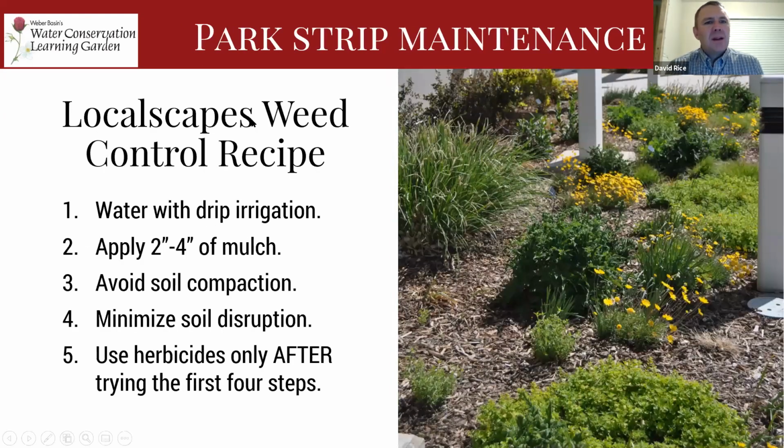All right, local scape weed control recipe. Water with drip irrigation, apply 2 to 4 inches of mulch, avoid soil compaction, minimize soil disruption. Ideally, you're only doing the disruption one time when you're prepping. And then after that, you're not digging a lot. You're not constantly stirring it up, because that stirs up those weed seeds, like I just said.